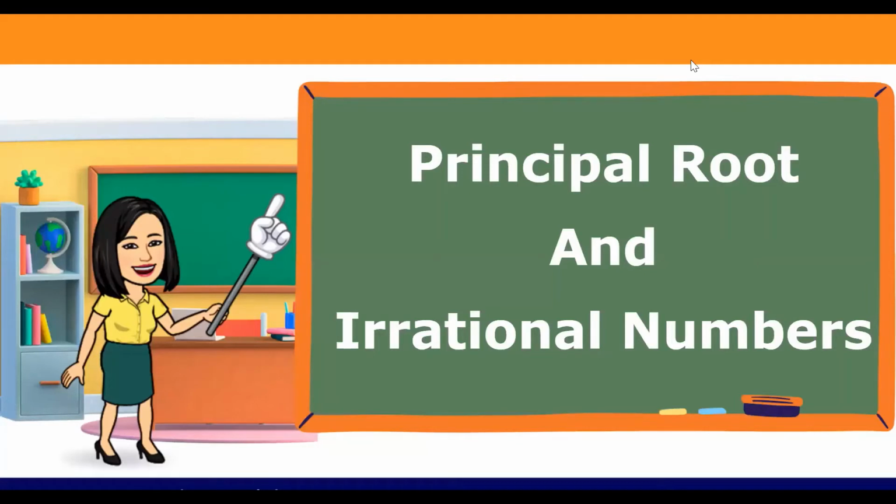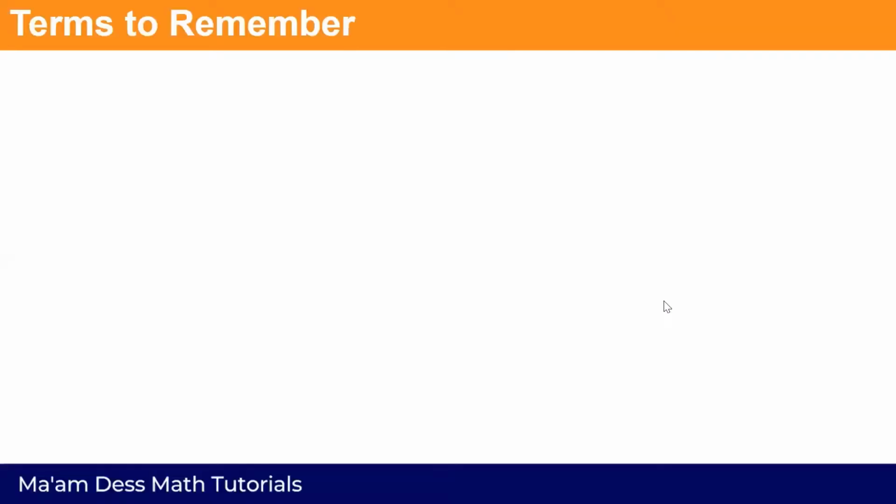Noon ay pinag-aralan natin ang rational numbers. And then, na-discuss po natin ang rational numbers ay mga numbers na pwede po nating isulat as fractions. Okay? Tapos, yung denominator ay dapat hindi zero. So, ngayon naman, pag-aaralan natin or didiscuss natin ang principal root and irrational numbers.